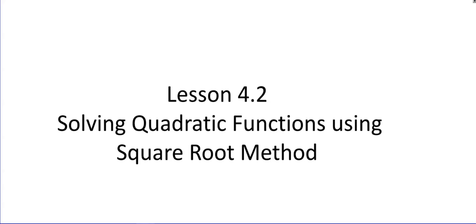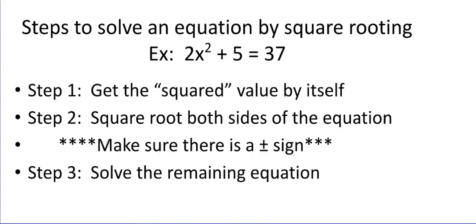All right, so we're on 4.2, solving quadratic functions using the square root method. Here's a quadratic, because it has a little 2 up here. So the first step is to get the squared value by itself. We're going to get rid of this by subtraction, and we're going to get rid of this by division. Once we do that, we square root both sides. Make sure there's a plus or minus sign in your answer, which I alluded to in the first section of notes that was coming. Then solve the remaining equation.